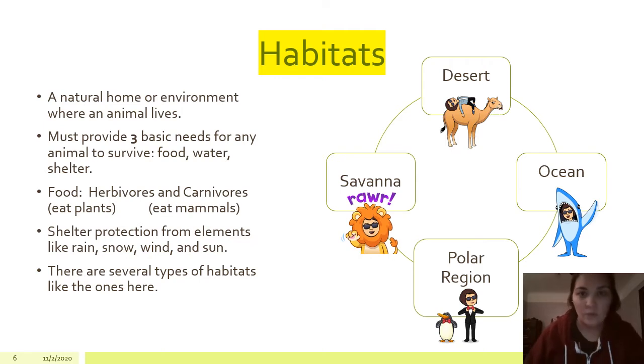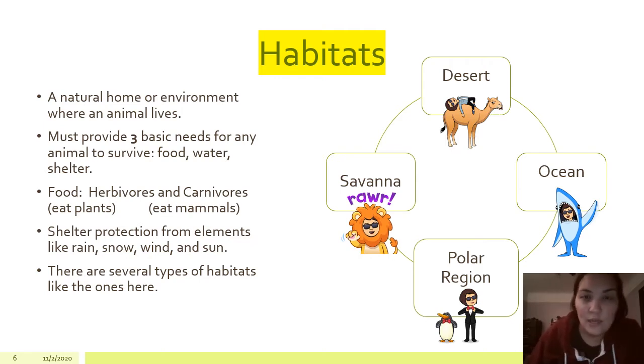Okay, so today there are so many habitats, but today we're going to talk about 4 habitats. And these 4 have some pretty cool animals. So I picked out these specific 4 habitats just for you, because I know that you guys are going to think these animals are just as cool as I do.